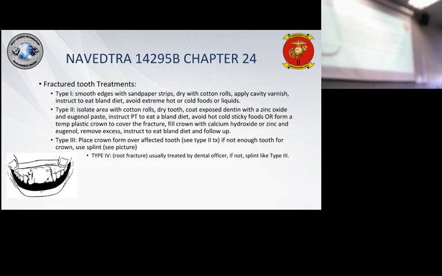The first type, you smooth the edges, sandpaper strips, and then the second type, you isolate the area with cotton balls, dry the tooth, cover exposed dentin with zinc oxide, remove the excess, and instruct the patient to eat a bland diet and avoid cold, sticky foods. So you're going to do a crown for the type 2. Type 3, you're going to place a crown over the affected tooth. And if there's not enough tooth for a crown, use a splint.